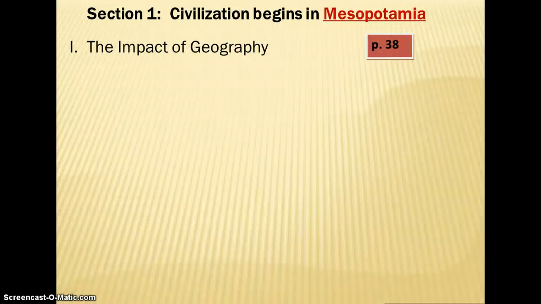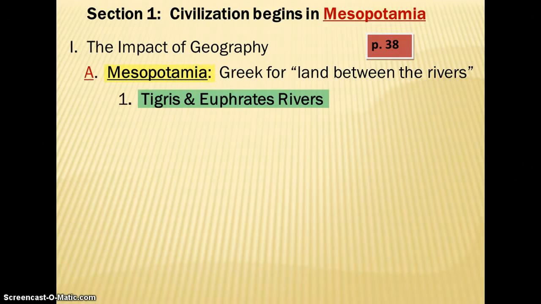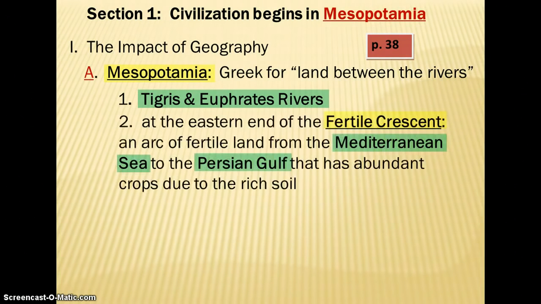Chapter 2, Section 1 is about Mesopotamia. Page 38 has a map that you can look at so you can figure out what we're talking about as we go through our notes. Mesopotamia is Greek, meaning land between the rivers. And what two rivers are we talking about? Those are the Tigris and Euphrates rivers.